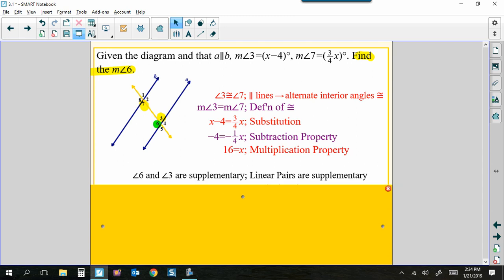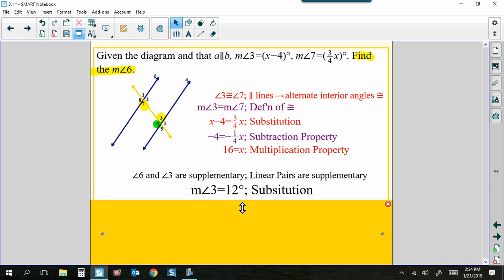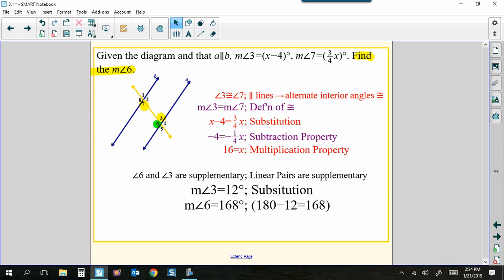You would simply say that angle 6 and 3 are supplementary, is how I did it, because of linear pairs being supplementary. If angle 3 is equal to 12, and I got that by plugging in my 16 to the x minus 4, 16 minus 4 is 12, you would then be able to get angle 6 is 168, because 168 is the supplement of 12. And that's it. Yay! Let's do another one.